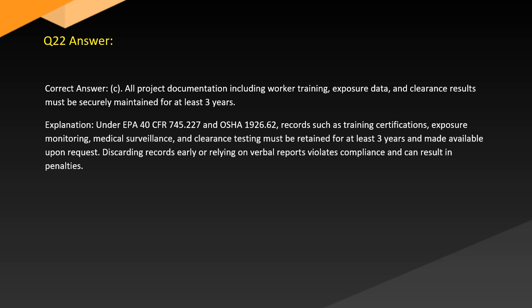Answer. Correct answer: C. All project documentation, including worker training, exposure data, and clearance results, must be securely maintained for at least 3 years. Explanation. Under EPA 40 CFR 745.227 and OSHA 1926.62, records such as training certifications, exposure monitoring, medical surveillance, and clearance testing must be retained for at least 3 years and made available upon request. Discarding records early or relying on verbal reports violates compliance and can result in penalties.